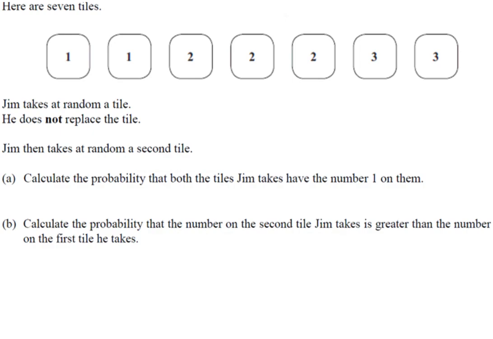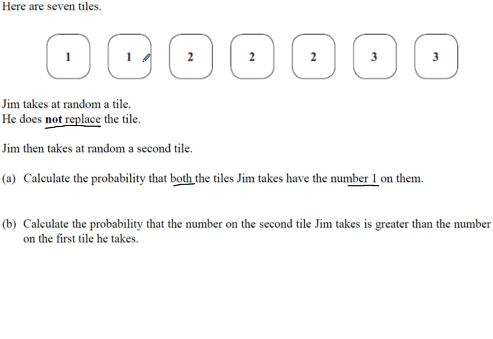Okay. Jim takes at random a tile. It just sounds funny. You think Jim takes a tile at random. Oh, he does not replace the tile, so not replace. Yeah, so remember that 1 less, 1 less. Yeah. Jim then takes at random a second tile. Calculate the probability that both the tiles Jim takes have a number 1 on them.